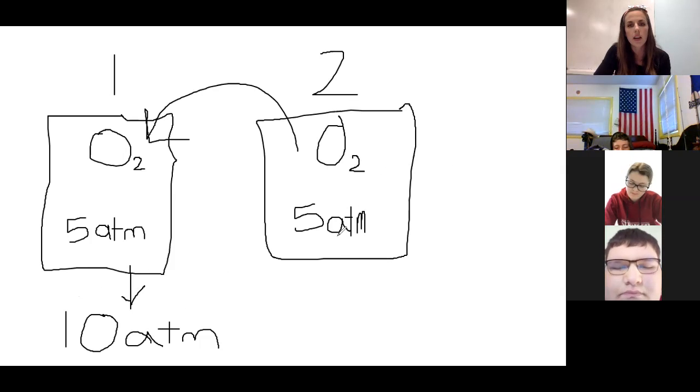So what this scenario is trying to tell you is that it doesn't matter what the gas is, it just matters what quantity you have or what pressure you have of that gas. So nitrogen or oxygen, the pressure was the same. So it doesn't really matter the identity of the gas, just how much of it you have. Does that make sense?